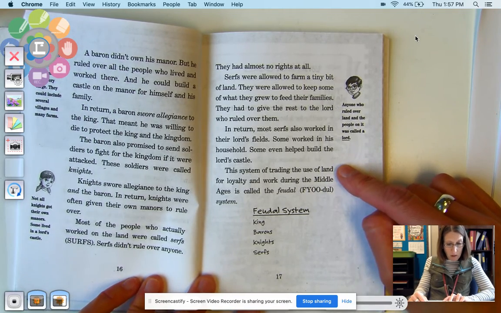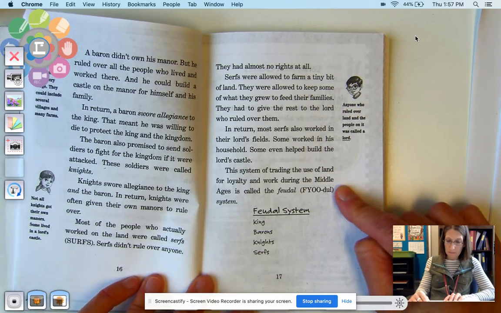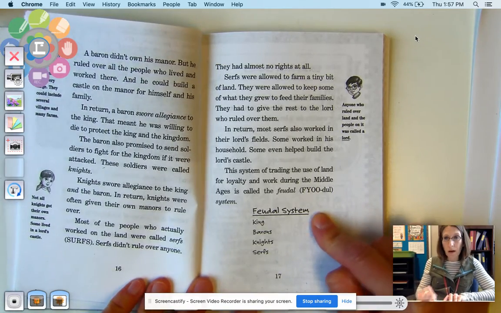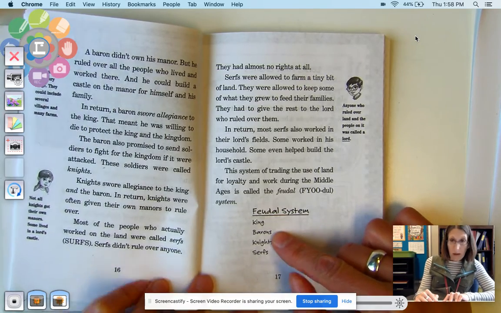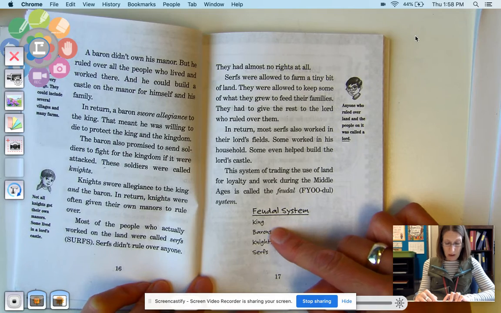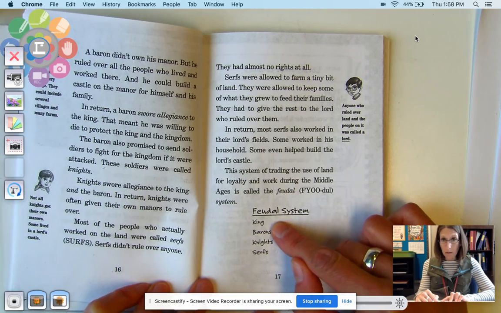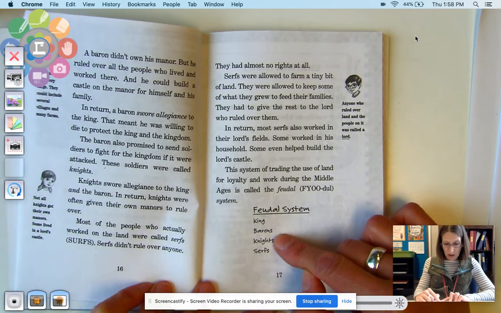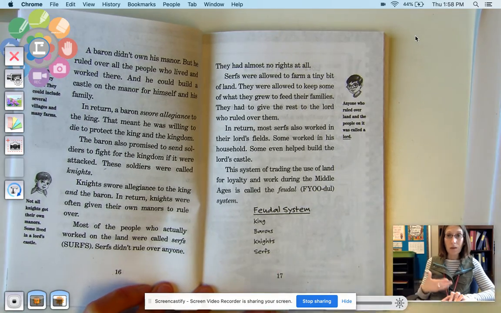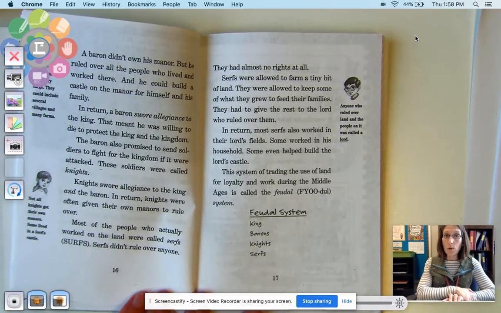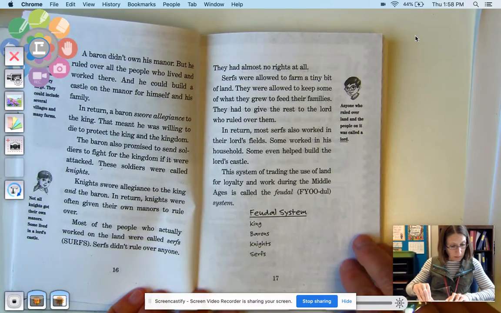This system of trading the use of land for loyalty and work during the Middle Ages is called the feudal system. And there's the feudal system, otherwise known as feudalism. So it was like the king owned all the land, gave some to his barons, or kind of the noblemen, people at the top. And then the knights swore allegiance to the baron, and they were kind of like the soldiers. And then the serfs, like the poor people, who had to give up some of their crops and anything they grew to the barons. And they couldn't own land, but they were allowed to farm a little bit of it.